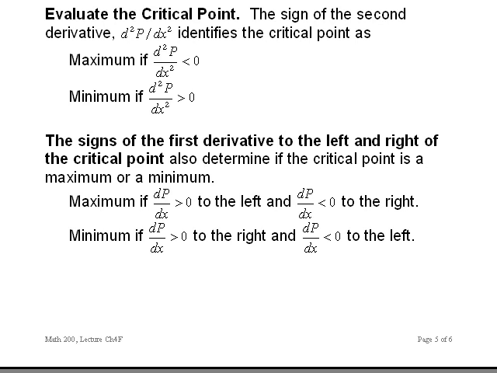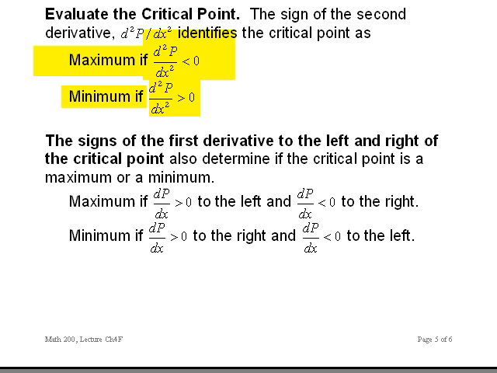And you can do that two ways. You can take the second derivative and look at the sign of the second derivative. If the second derivative is less than 0, then you have a maximum. That's because the curve is concave down. If the second derivative is greater than 0, then you have a minimum because the curve is concave up.